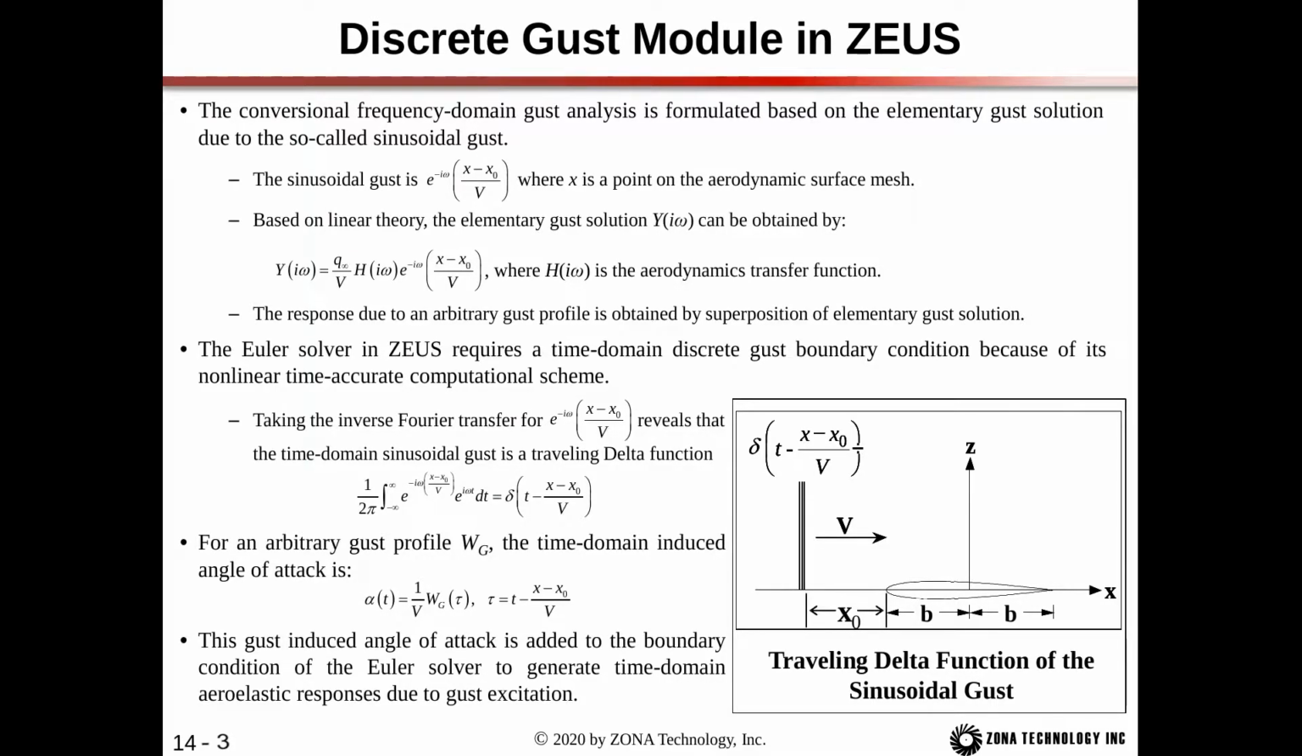Now, for an arbitrary gust profile wg, the time domain induced angle of attack is just alpha of t equals 1 over V times wg of tau, where tau is equal to t minus x naught over V. This gust-induced angle of attack is added to the boundary condition of the Euler solver to generate the time domain aeroelastic responses due to gust excitation. So visually what we have here is a traveling delta function shown here. So it sweeps by and hits the wing, and we compute the response due to that gust.